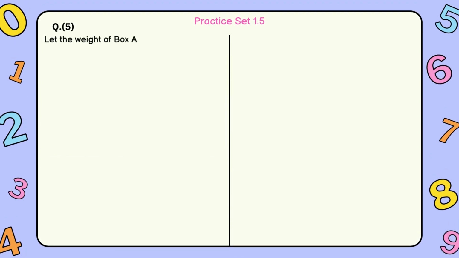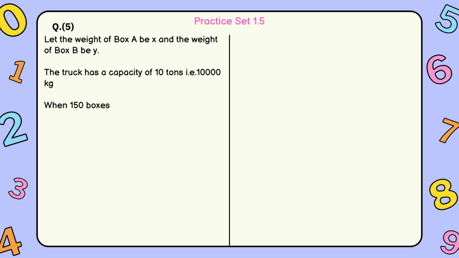Now we'll start with practice set 1.5, which consists of word problems. So you just have to read the question and make out the equation from them, and you have to solve them. So we'll start with question number 5.